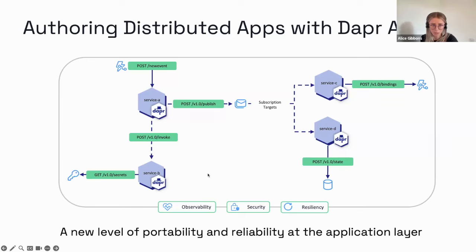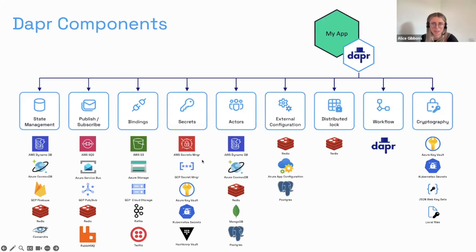So this provides a new level of portability and reliability at the app layer and gives developers the flexibility to run on any platform without any code changes. And so that's a look at what a Dapr application looks like. And this all uses what are called Dapr Components. Dapr Components are the infrastructure components that provide the connections to that underlying infrastructure.